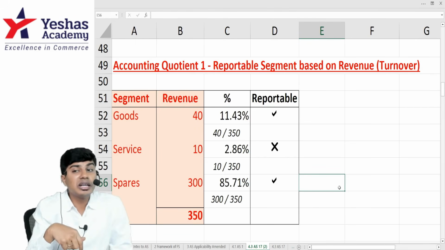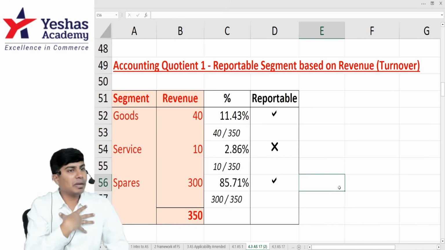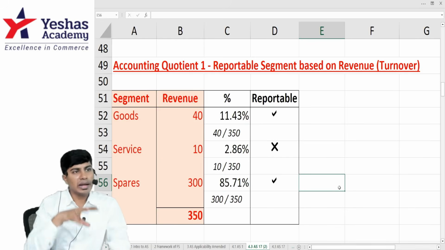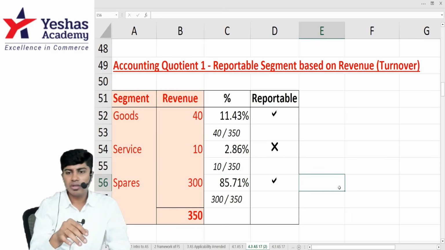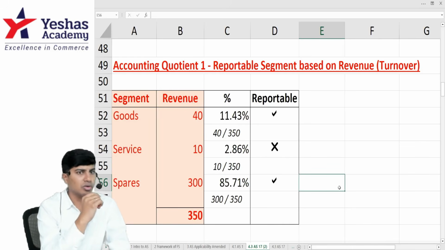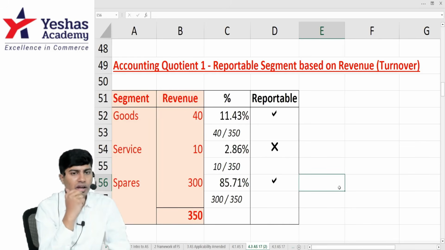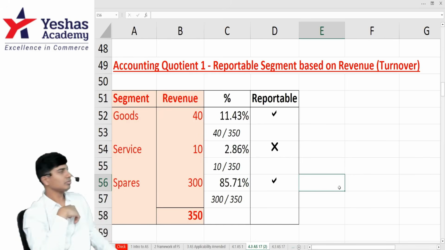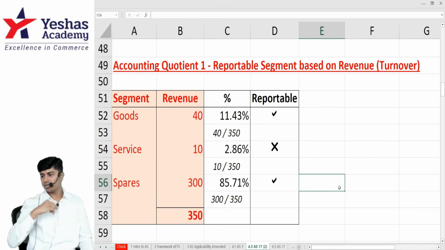When I prepare my statement of profit or loss, I'll prepare for the entire entity as a whole. I'll prepare one separate column for goods segment, one separate column for spare part segment. Understood? Copy the answer. Everyone, quick, quick, quick.